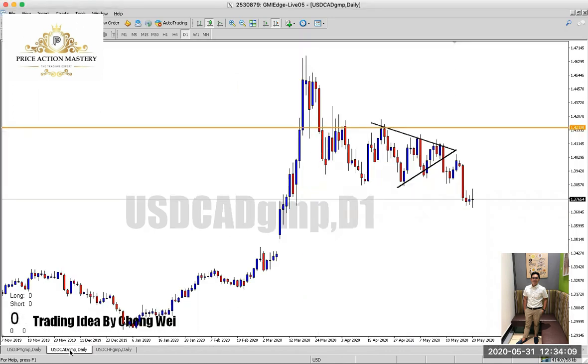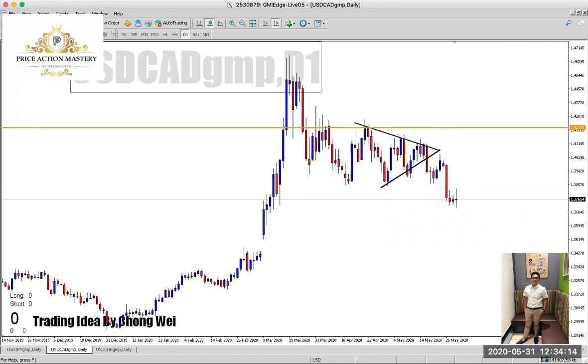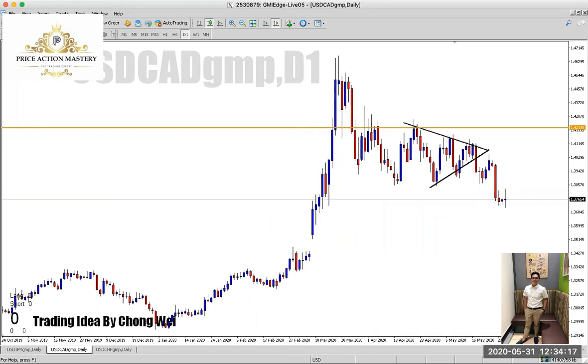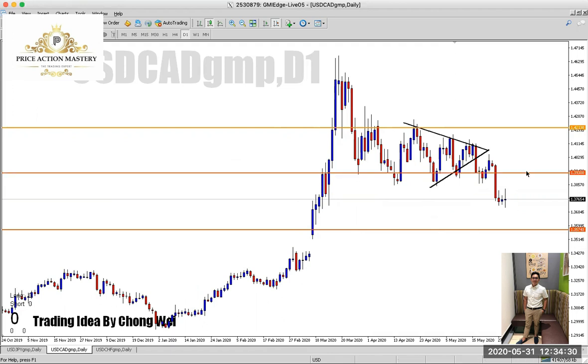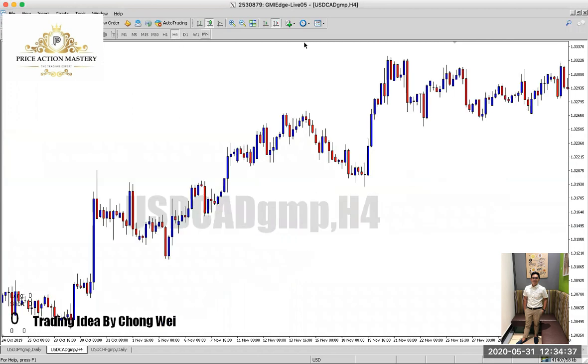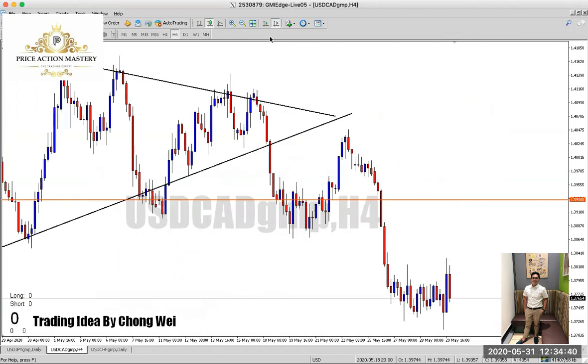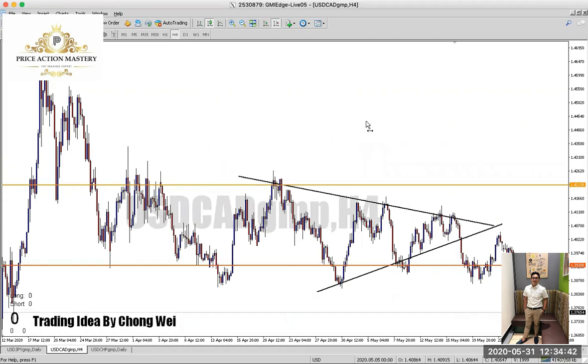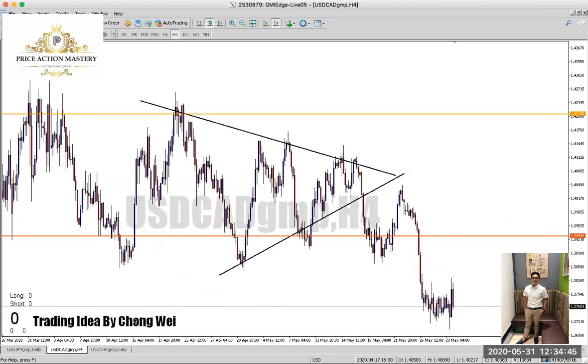For this USD CAD, we can still see another drop. It will drop to this level first. If you are my members, you know where we should place our key line, and this will be the key line level. So we'll be waiting at this area. Yes, this is the key line.